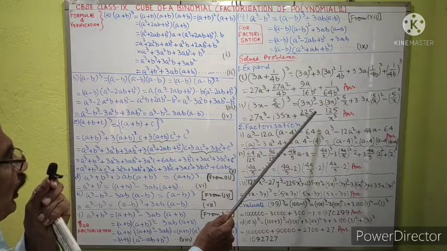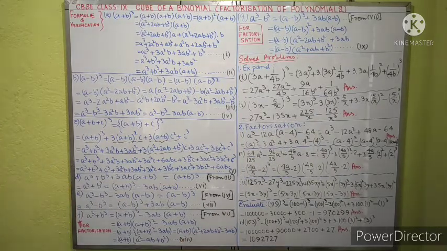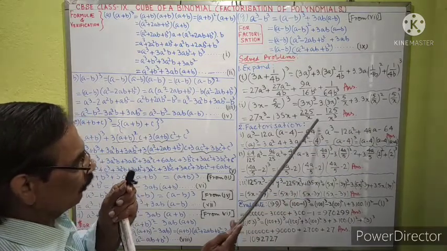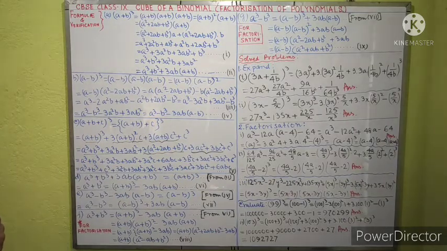The next one is 3 into 3 is 9, and 5 square is 25, 9 into 25 is 225 by x. 225 by x, it will be square, but this x will cancel out and it will be only x. And the last one will be 5 cube, that is 125 by x cube. This is the answer.